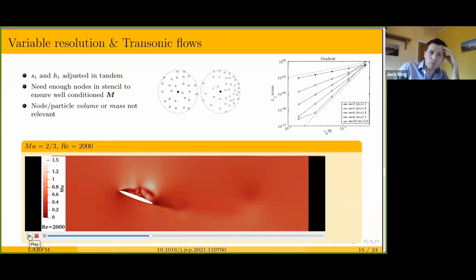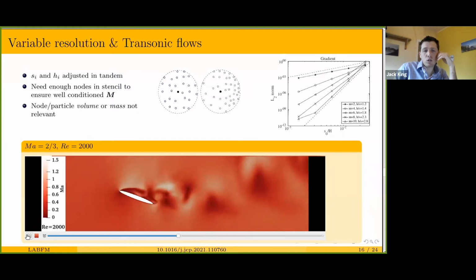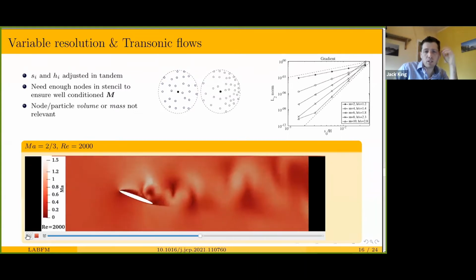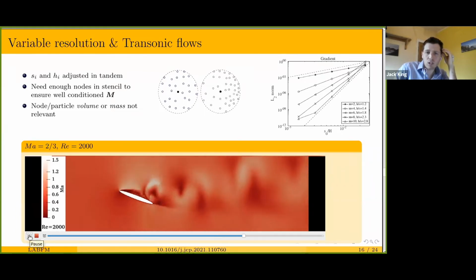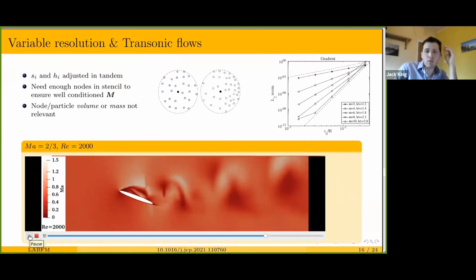I wanted to also mention here that the solver can handle quite challenging flows. So this is transonic flow past an ellipse. The color here shows the local Mach number, which is quite significantly above 1 in certain regions. And so we can capture the generation of shocks as vortices are shed off the ellipse. And I think at the second half of this video, it'll show that we can capture the acoustic noise generated.